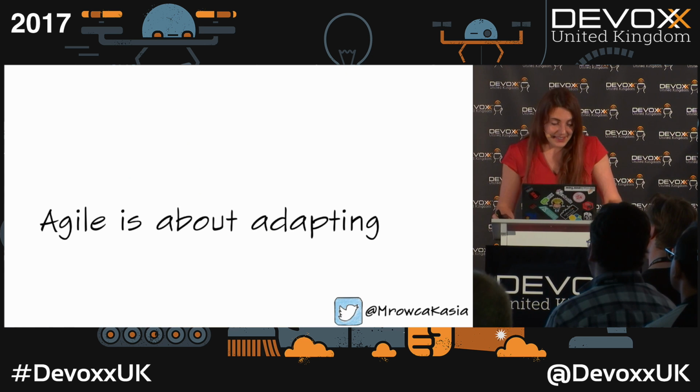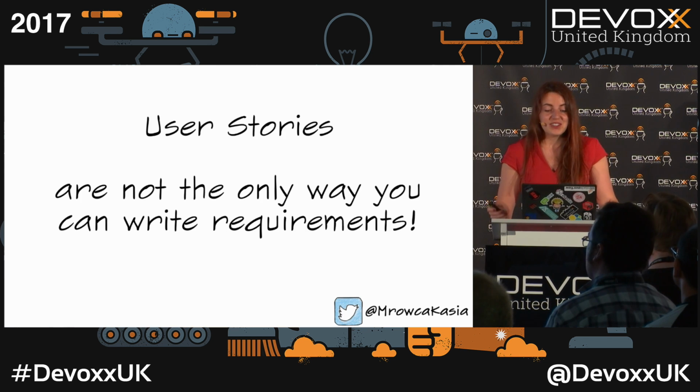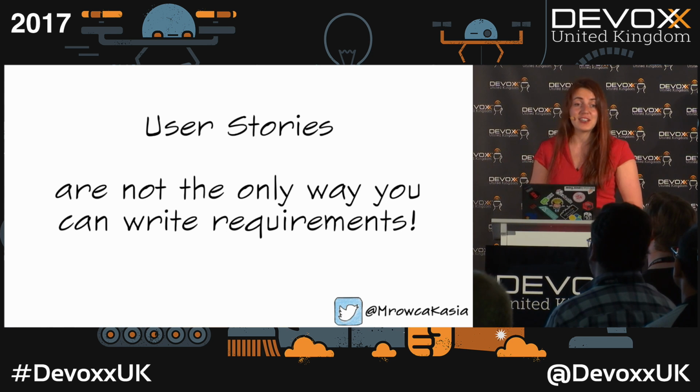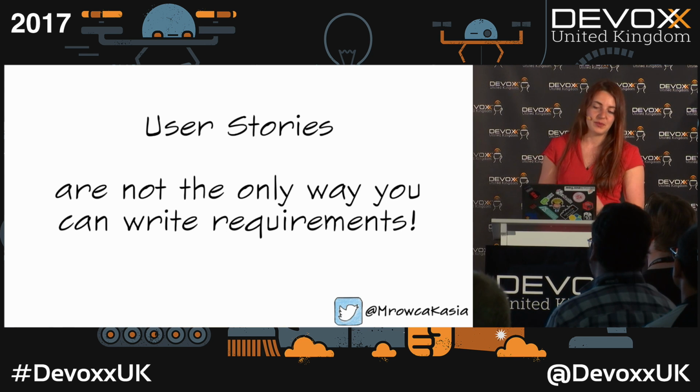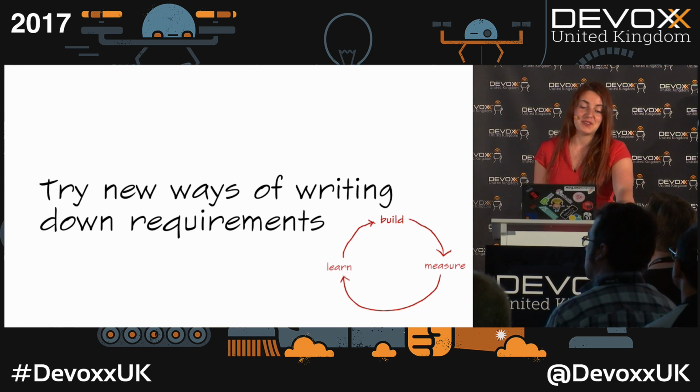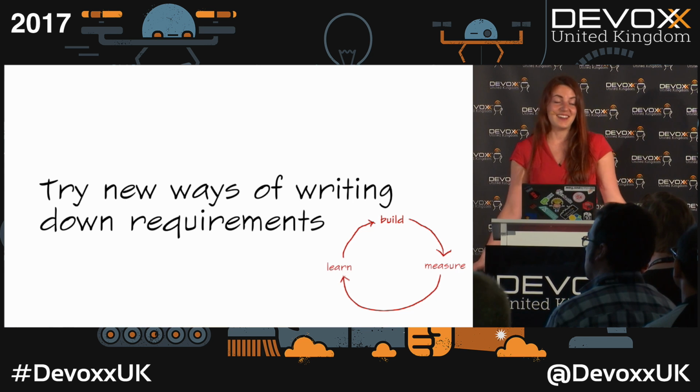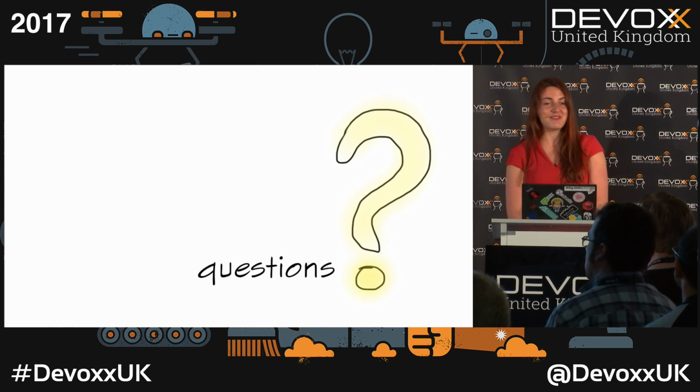Most important thing, Agile is about adapting. And again, there is no one perfect way of doing stuff, so just try to figure out your way. I hope that this will be an inspiration for how you can change your requirements gathering process in a way that will be meaningful for you. So I really hope that you will try those. And again, do you have any questions?